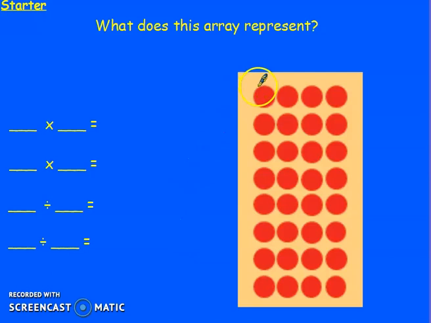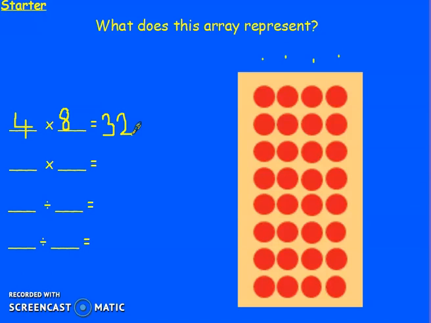Let's count the counters together. 1, 2, 3, 4. Write the number 4 in your book. What are we timesing it by? Let's count going down. 1, 2, 3, 4, 5, 6, 7, 8. 4 lots of 8. Let's count in 8s all together. So we've got 1 lot of 8, 8, 2 lots of 8, 16, 3 lots of 8, 24, 4 lots of 8, 32. 4 times 8 equals 32. Write that as a calculation in your book.